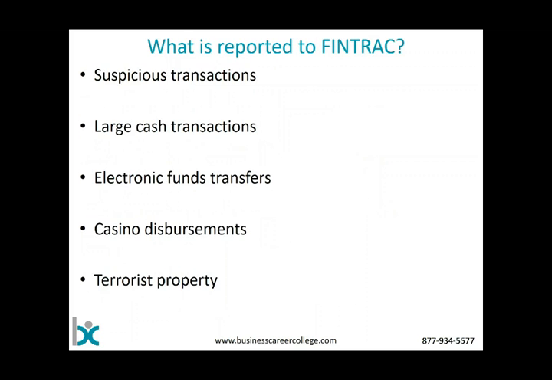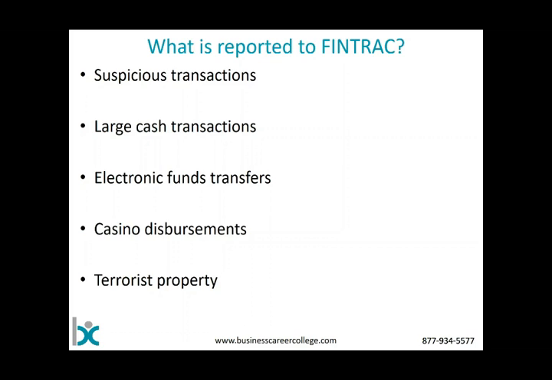So we'll shift into the types of reporting that is required under FINTRAC next. Generally speaking, there are 5 types of reporting that we're going to look at that are required under FINTRAC. The first is perhaps the most general of the categories, that's suspicious transactions. The next is large cash transactions. Then we're going to look at electronic funds transfers. Then, as I said, we're going to look at casino disbursements. And finally, we're going to look at terrorist property.